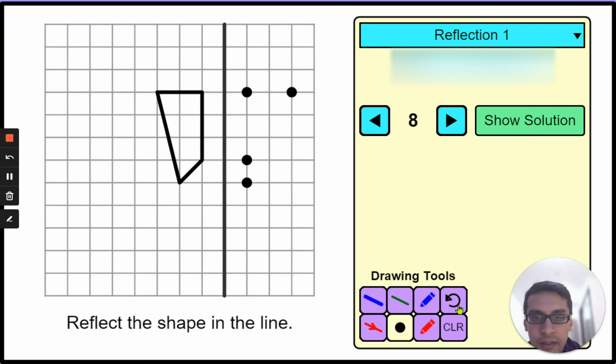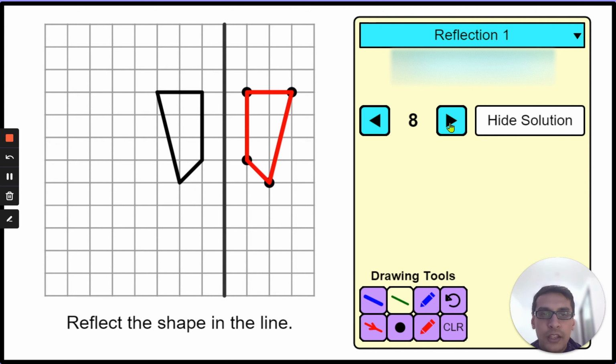Made a small mistake there with this one. This one should be 2 units across. I'm just going to redo that. So this is 2 units across, 1 unit across, 1 unit across, and 3 units across. And you just connect the lines up and you can see we've got our reflection. There's your answer.